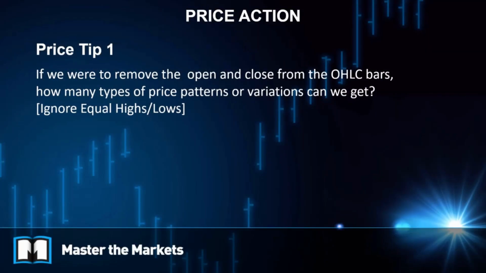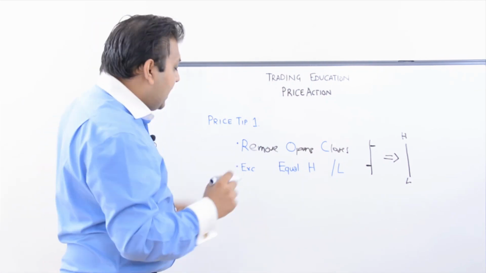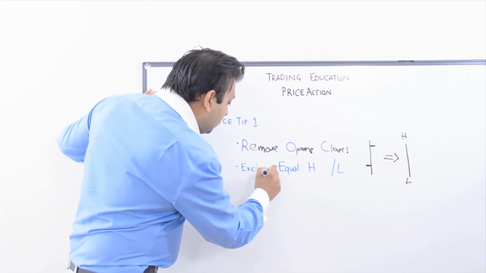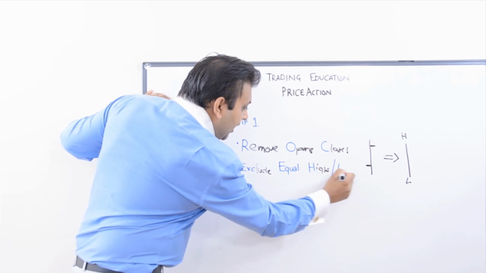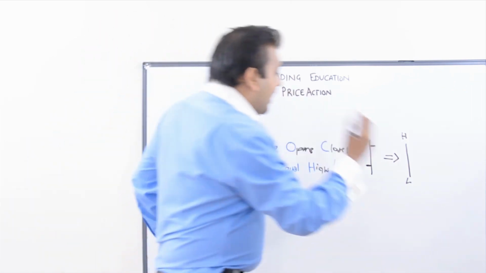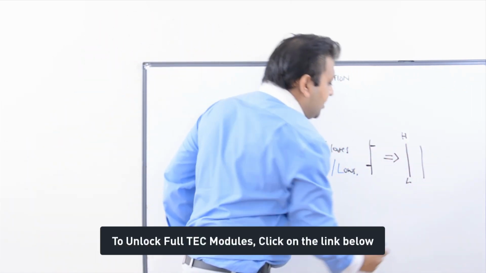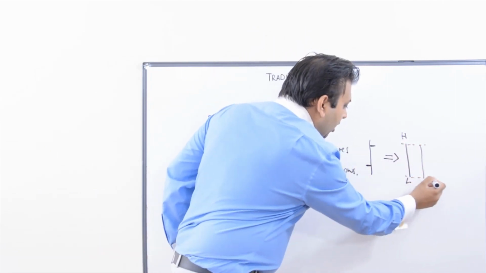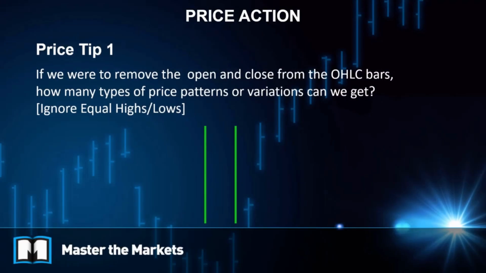Now, what we want to do is get thinking in terms of how many variations are possible with two of these bars. How many possible variations can there be with two of these bars? That's the question that I want you to answer. With this exercise, one thing that I will tell you, we're going to exclude equal highs and lows, right? We don't want to take into account equal highs and lows. That means we cannot have a bar that looks like this with an exact equal high and low. We're going to exclude those combinations from this sample.